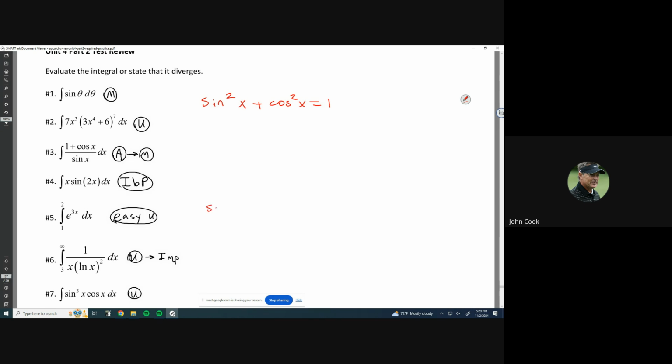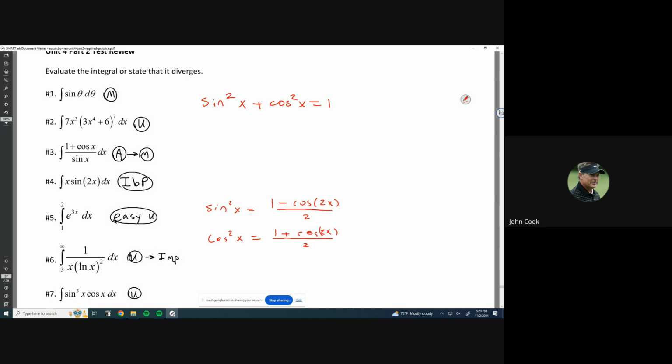If you have sine squared of x, it's the same thing as saying 1 minus cosine of 2x over 2. And cosine squared of x is equal to 1 plus cosine of 2x over 2.